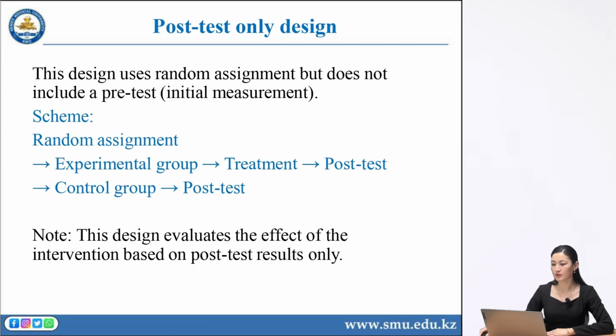First type of true experimental research is post-test only design. This design uses random assignment but does not include a pre-test initial measurement. Scheme: random assignment first. After that we will divide into 2 groups, experimental group and control group. Experimental group will receive treatment, and after that post-test. Control group without treatment, we will just measure post-test. This design evaluates the effect of the intervention based on post-test results only.